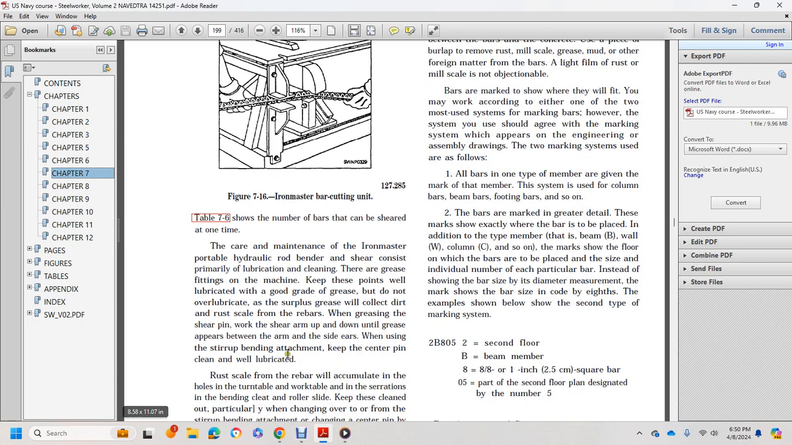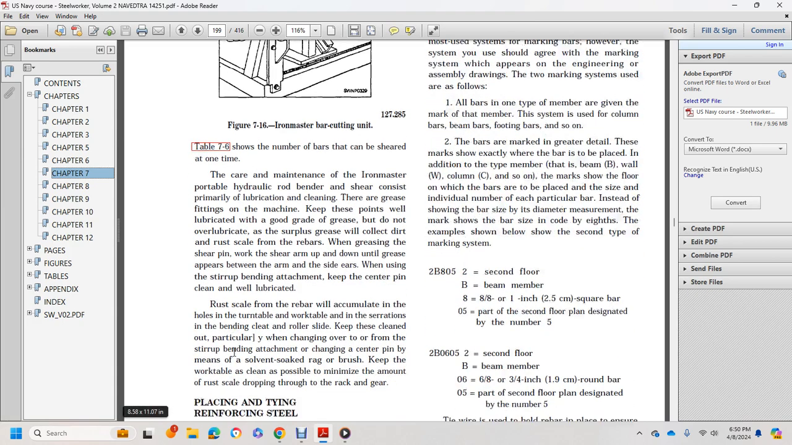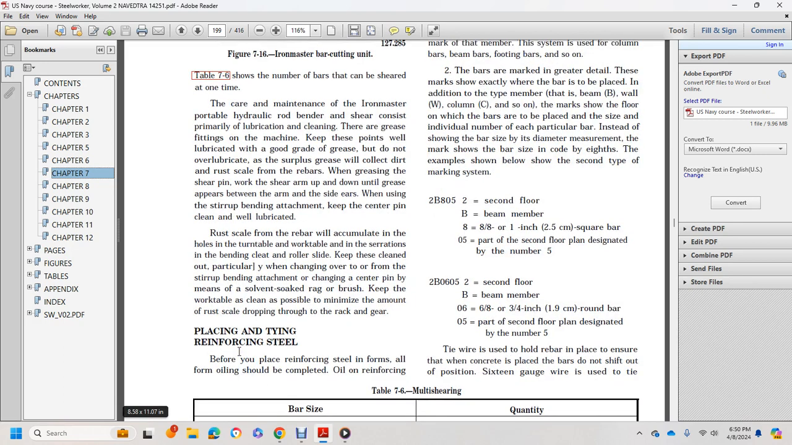When using the stirrup bending attachment, keep the center pin lubricated. Rust scale from the rebar can accumulate in the holes and on the turntable, the work table, the serrated bending cleat, and the roller side. Keep it clean, particularly when changing over the form. On the stirrup bending attachment, clean the center pin by means of solvent and a soaked rag or brush. Keep the work table as clean as possible. Minimize the amount of rust scale dropping from the rack onto the gear.